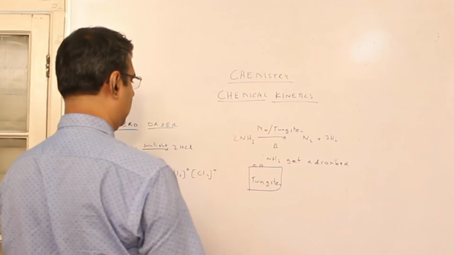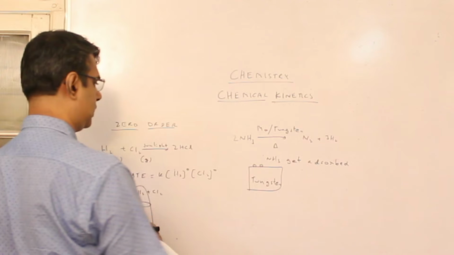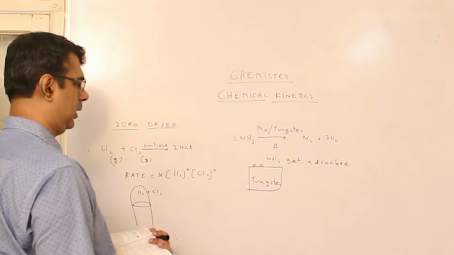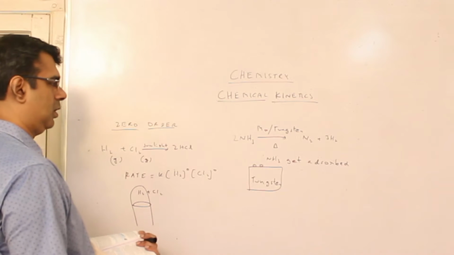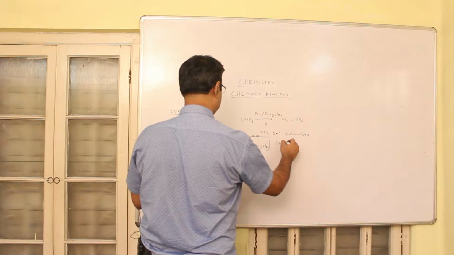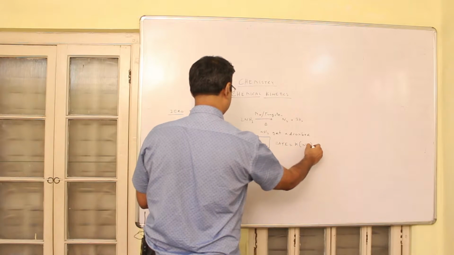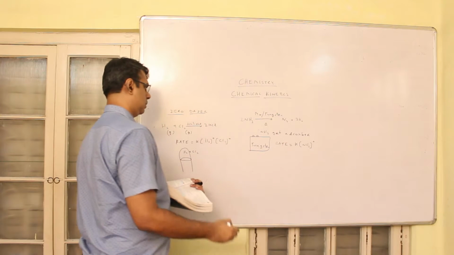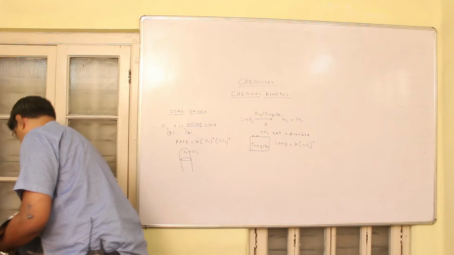So in this manner, in a very short span of time, the entire surface of the catalyst is adsorbed by ammonia, and thereafter the concentration of ammonia does not affect the rate of the reaction. So that is why it is a zero order reaction. So this is the rate law for the dissociation of ammonia.